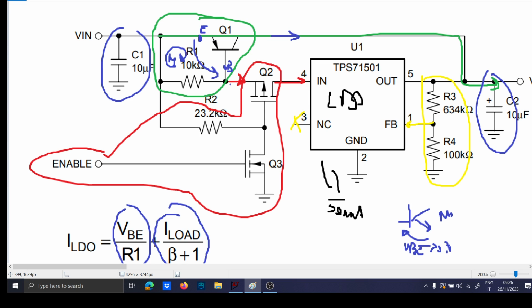Because the output current flows into here, I LDO will also be the sum of this, and this is given mainly by the other contributions. So this is an example of why these circuits are important and why you should consider them.